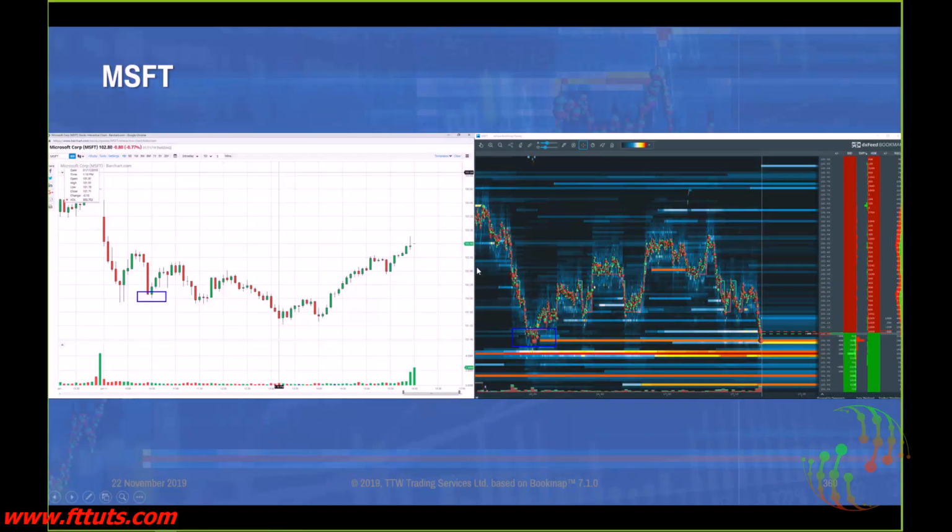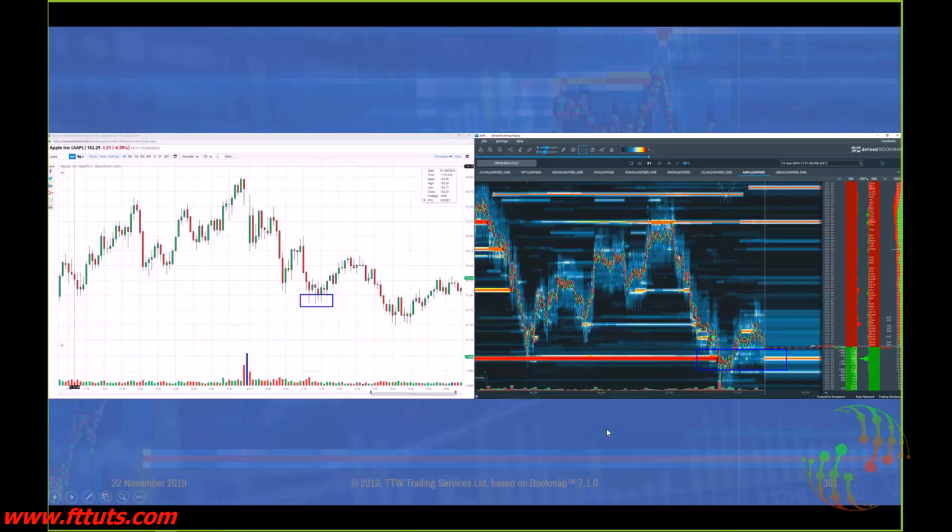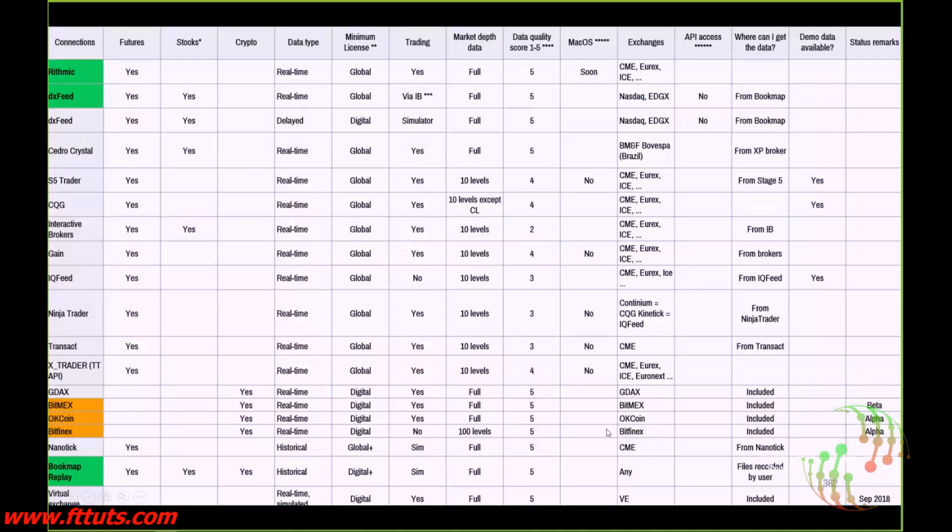You don't need it when you have candle charts, but you will need it if you're going more in data depth and DOM and limit order book trading and its visualization with the software Bookmap. Then you will have the need for high-end data.